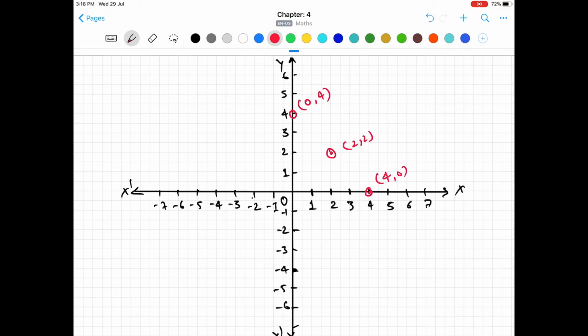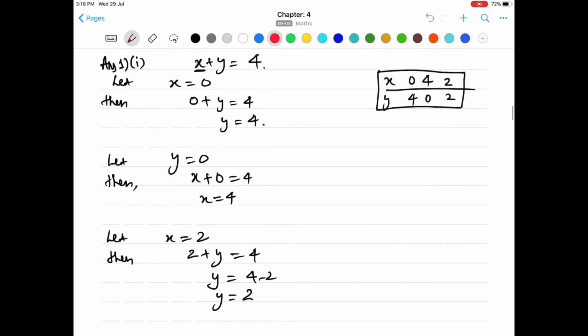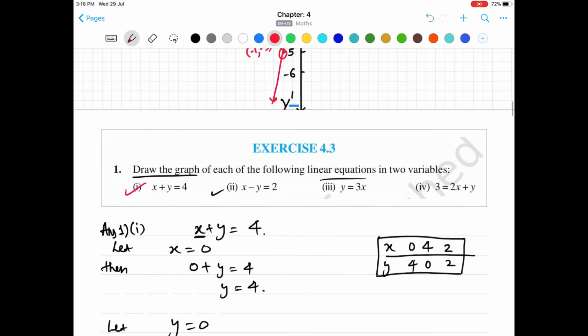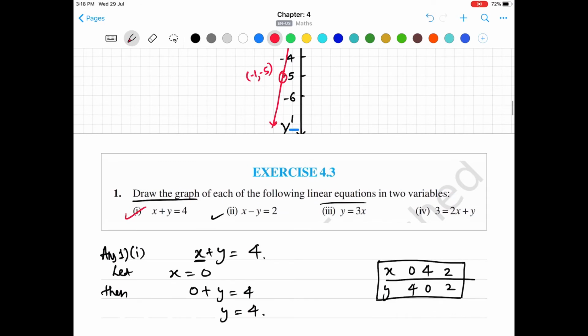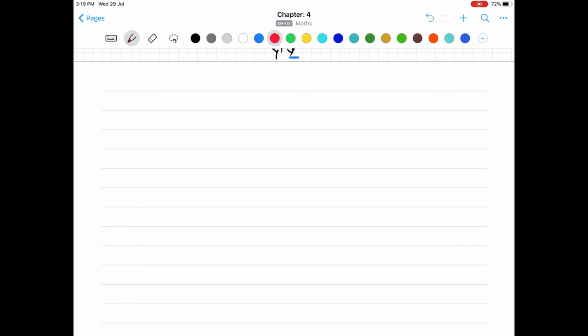So now we have to draw a line joining all these 3 marked points. That will be like this. Put the arrow mark on both ends because the line is continuous in both directions, and then we'll write the equation of the line over it, which is x plus y equals 4. Okay, so this is the graph of the first part of question number 1. Moving to the next one, second equation is x minus 5 equals 2. So let's write its solution.